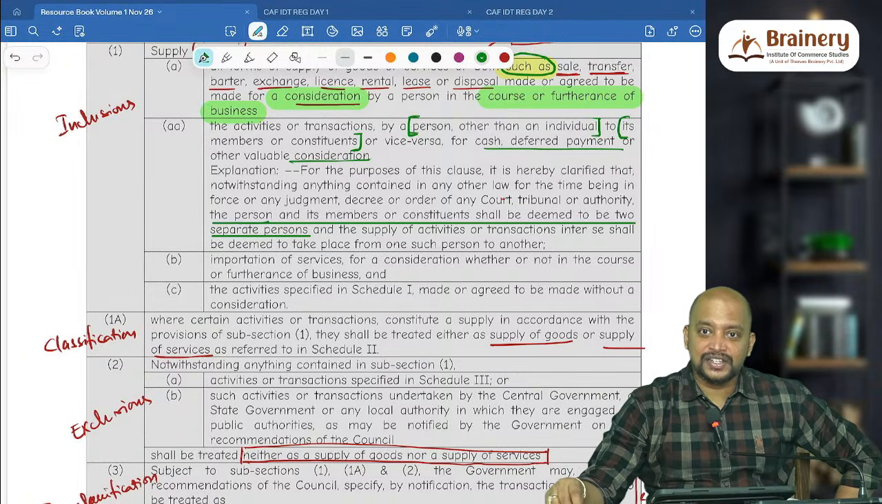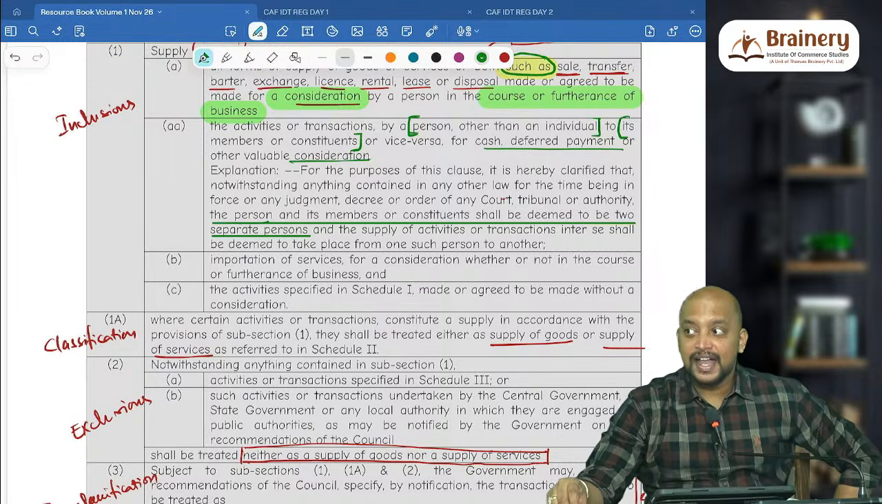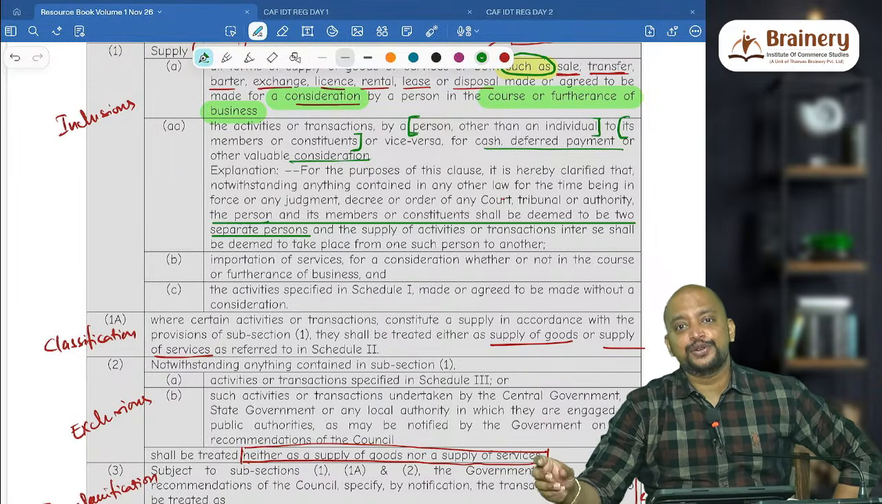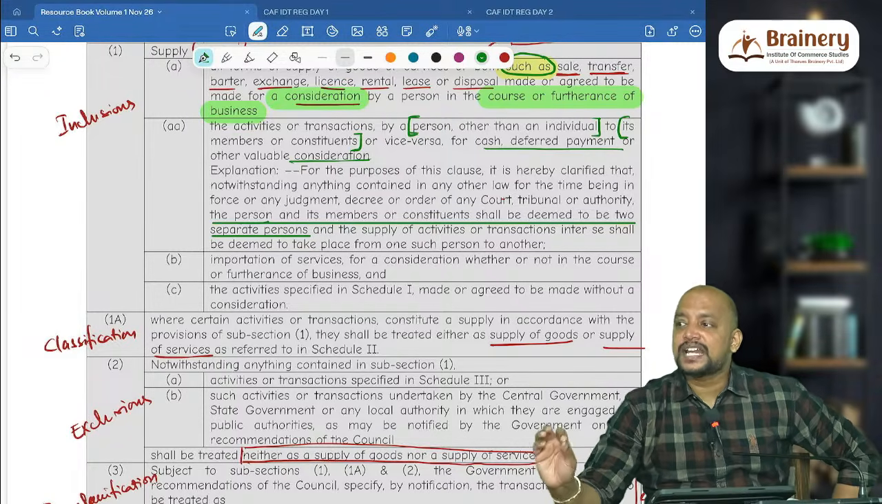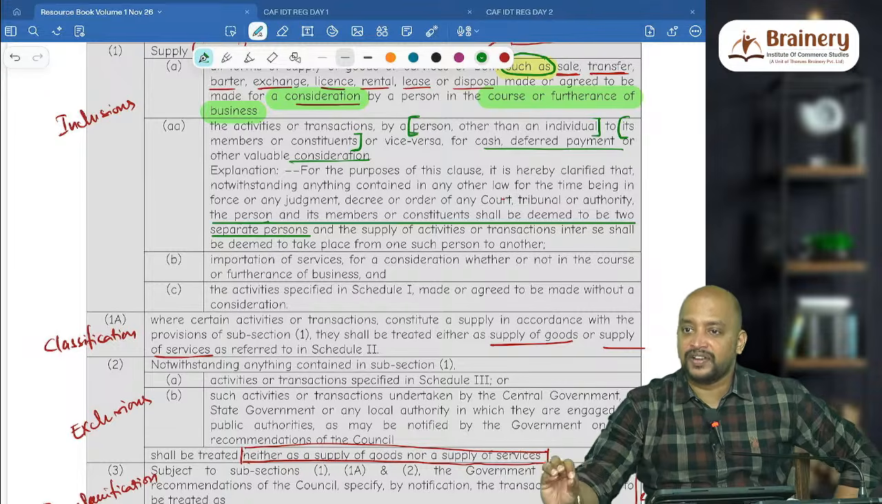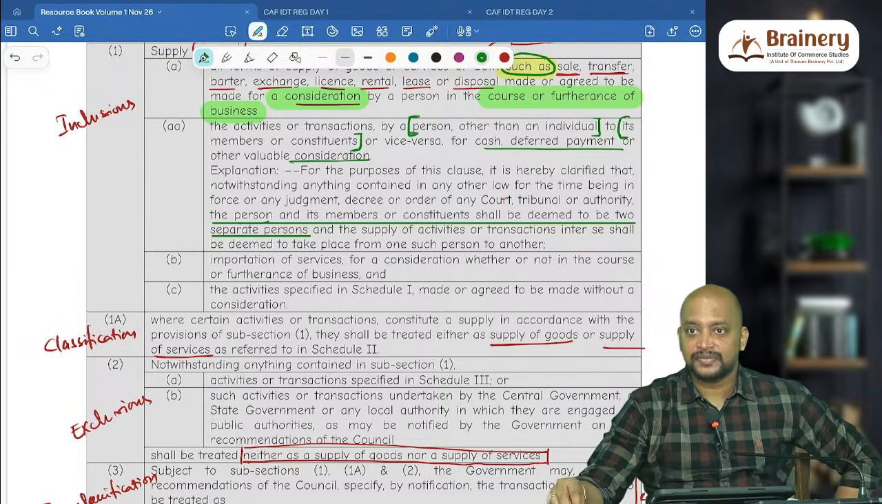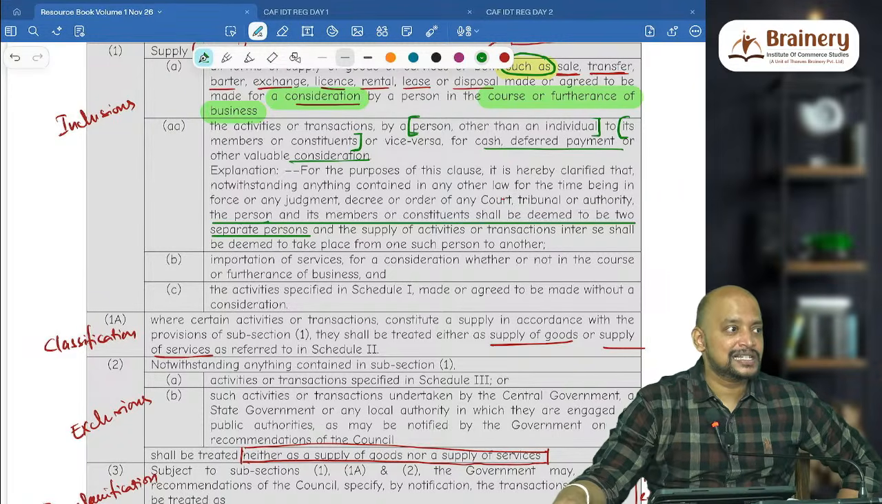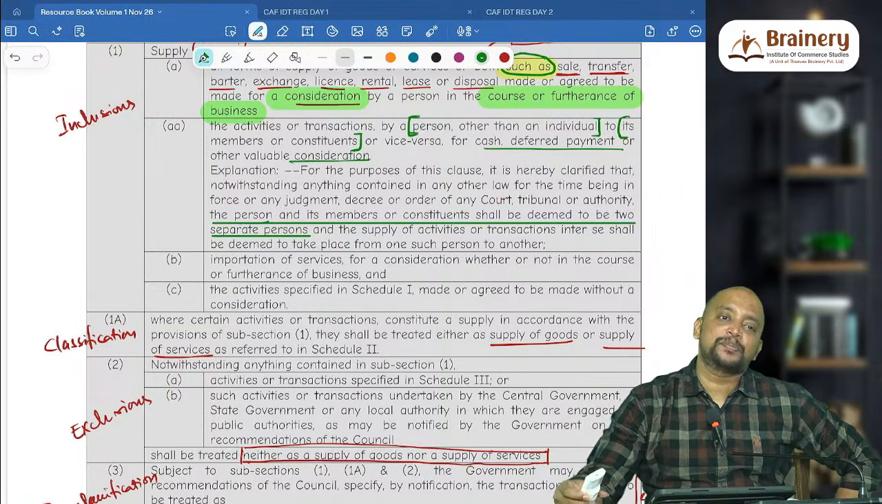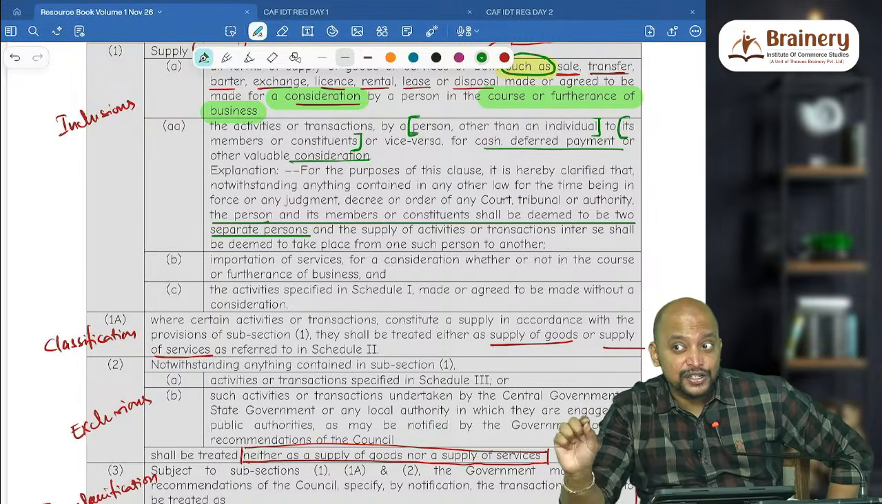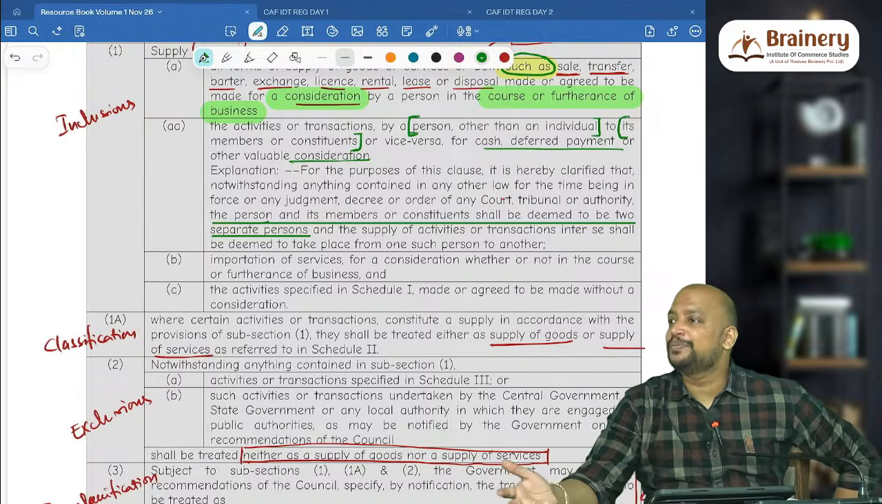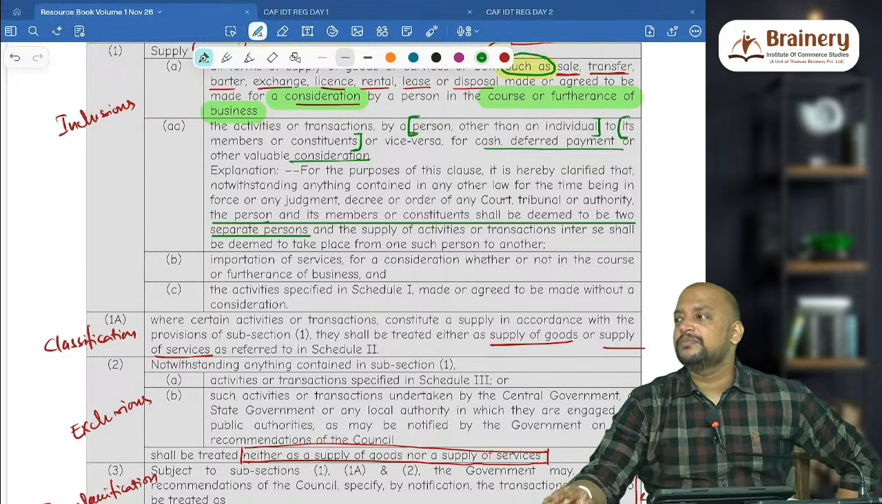In the course or furtherance of business, but 7(1)(b) may or may not be, whether or not in the course or furtherance of business. For example, you are subscribing for Amazon Prime or Netflix for a consideration, correct? You have a subscription. Now, is it import of services? Yes, because Amazon Prime or Netflix is a person outside India, you are in India, so it's an import of service. Is it for consideration? Yes. Is it in the course or furtherance of your business? No, it's your personal. Even then it will become supply.